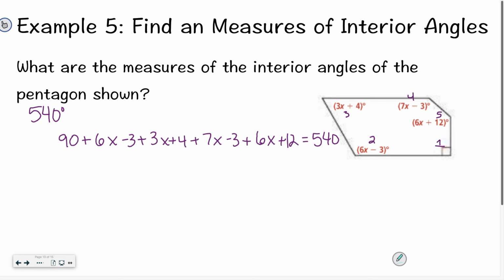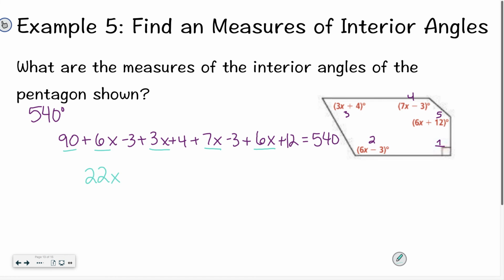Now I can go through and I can add all of my x's together. So 6x plus 3x gives me 9x. 9x plus 7x is 16x. 16x plus 6x gives me 22x.